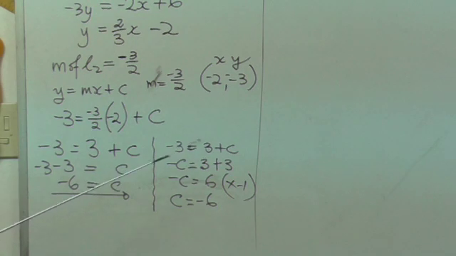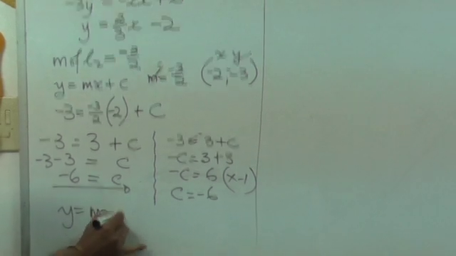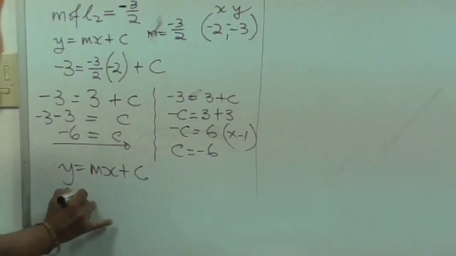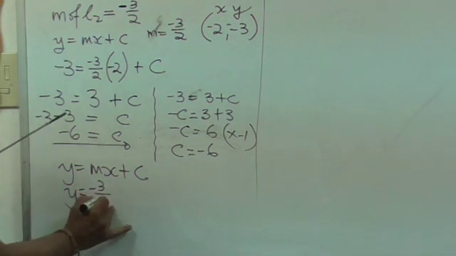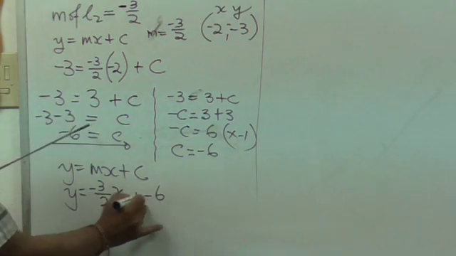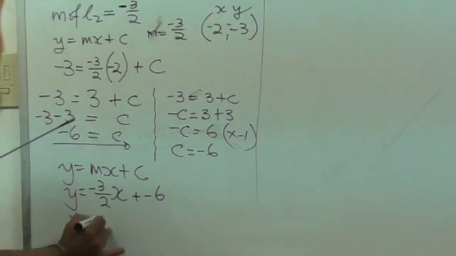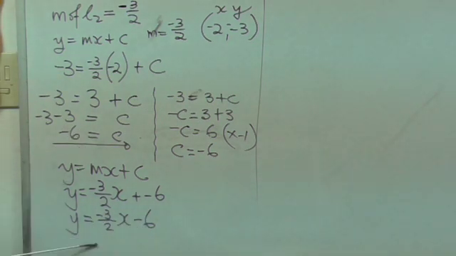So remember, if you bring the c across, be careful that c will become negative, whereas in this working the c remains positive. Whichever way you do it, you'll still get the same answer. c is equal to negative 6. And then finally your answer, y is equal to mx plus c. Just substitute m. m is minus 3 over 2 x plus minus 6. And that final answer will be y is equal to minus 3 over 2 x minus 6. So that's your final answer.